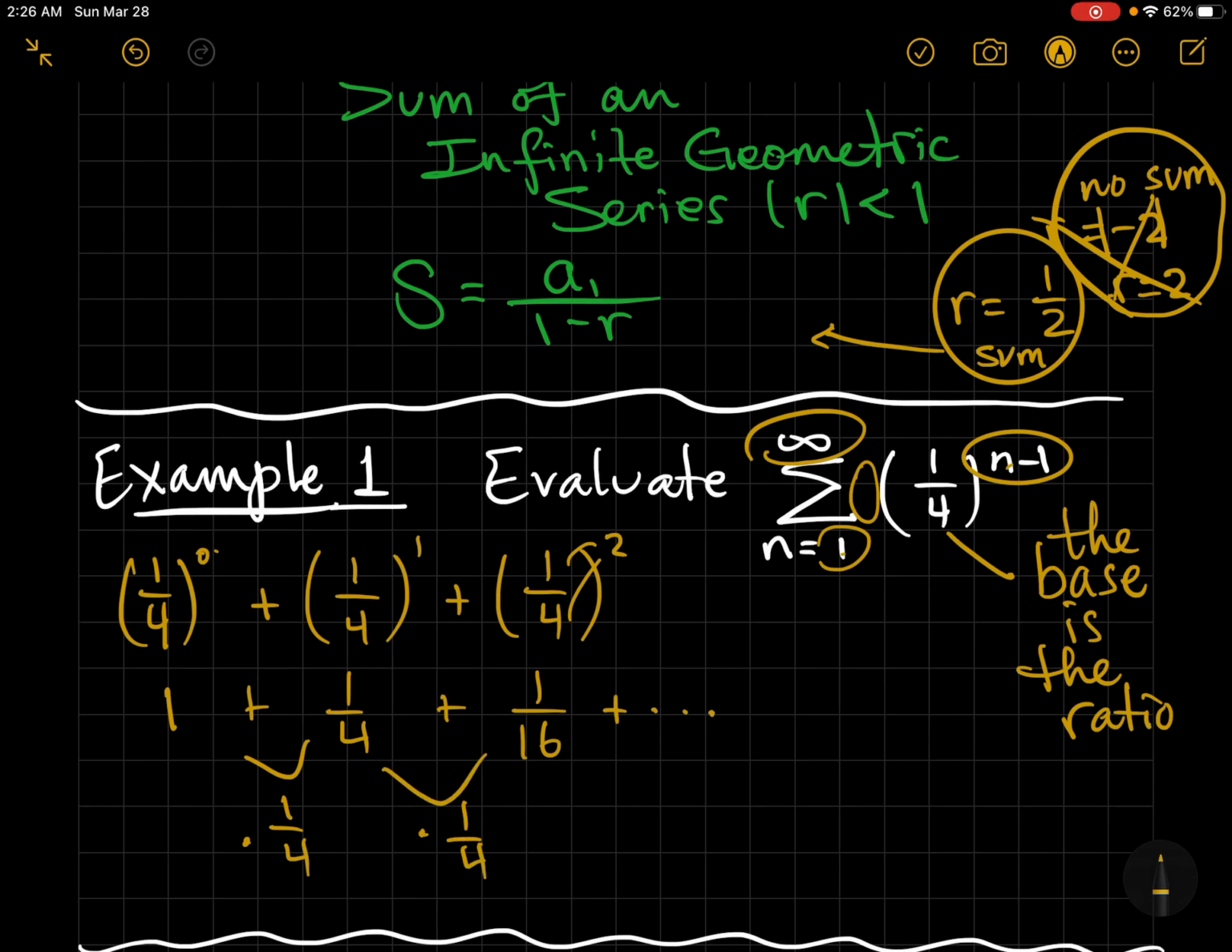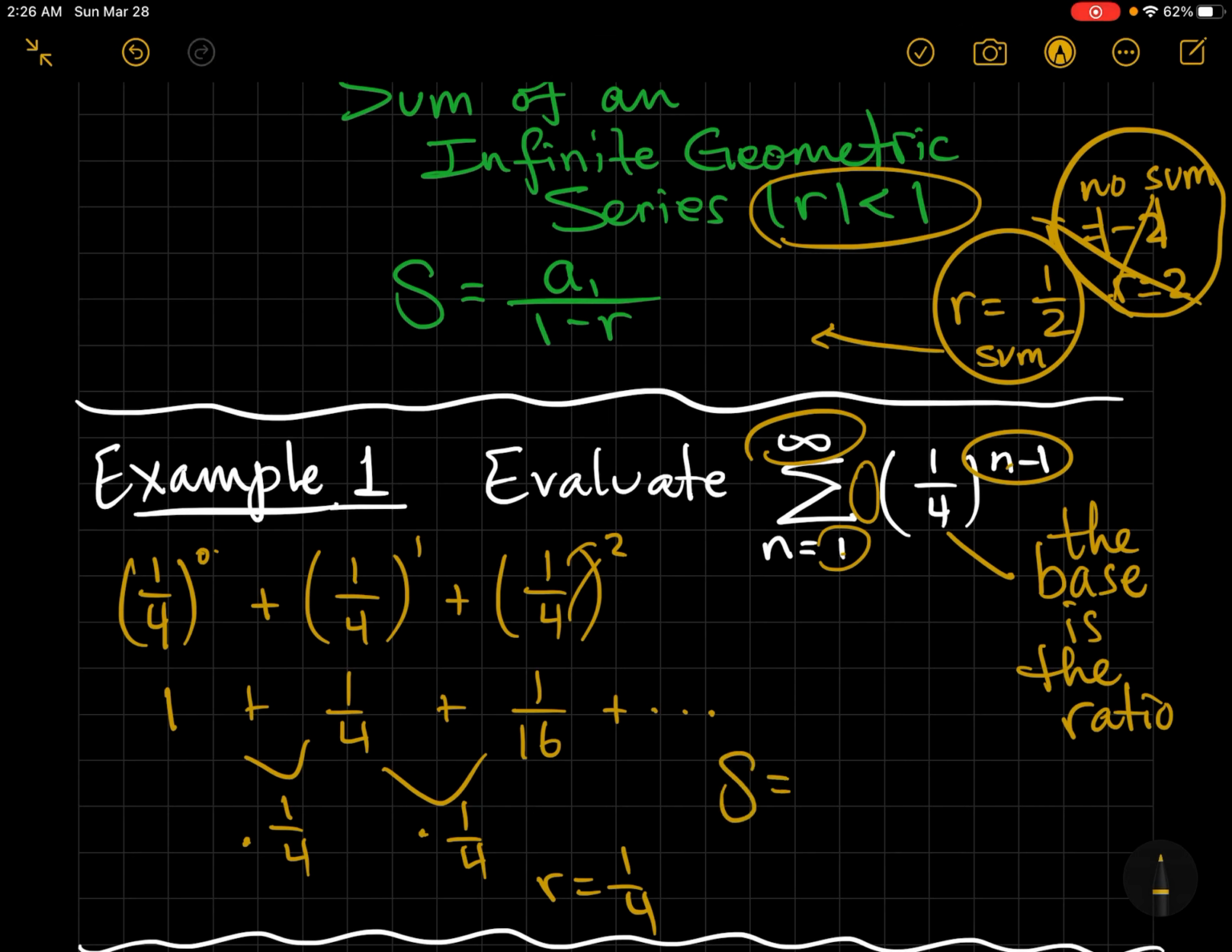And again, remember, if it's exponential in nature, that's more geometric. If it's linear, remember that's arithmetic. Okay, so we know that we can use the formula because the ratio is 1/4 and it falls within our guidelines. So now we use this formula. Oops. I love this formula. It's actually the easiest one in the whole unit.